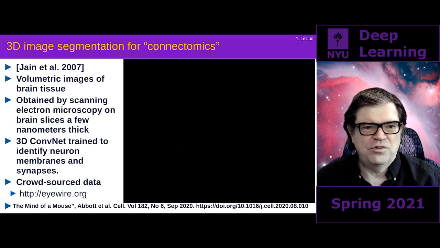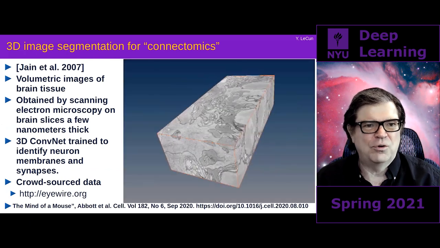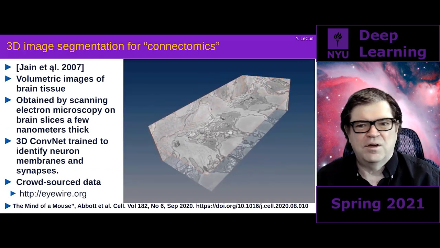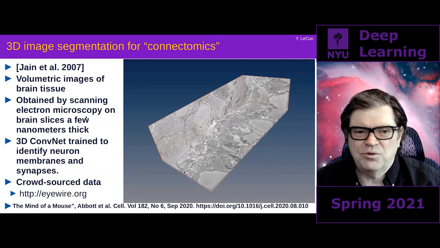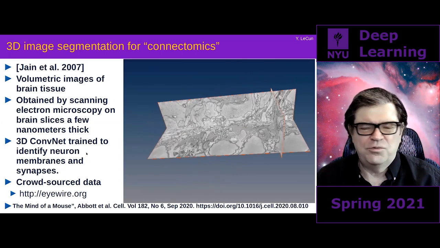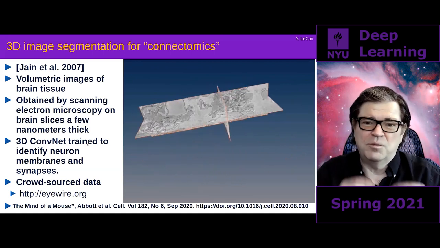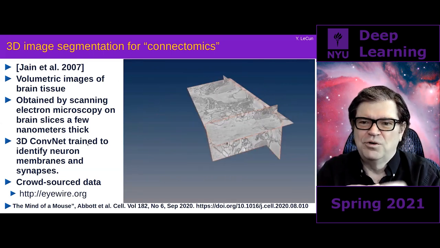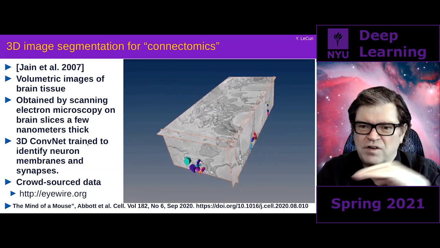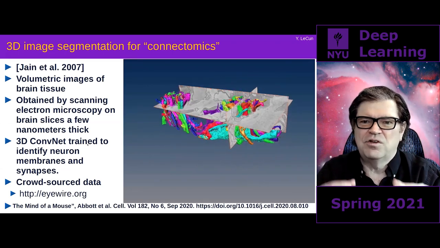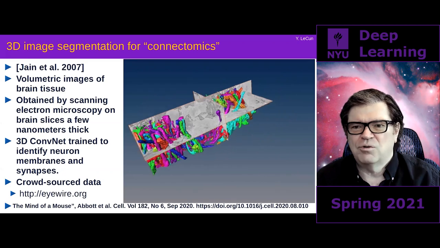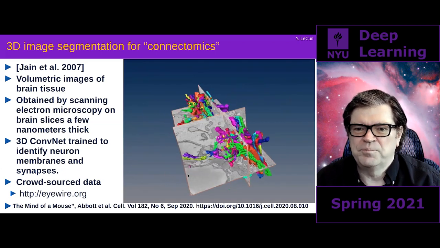Here's another example which is more impressive. This is also relatively old work, which I was not involved in, by Sebastian Seung, who at the time was at MIT, is at Princeton now. And he's been interested for the last 15 years in what's called connectomics. So this is basically taking a piece of brain tissue, and then slicing it into very, very thin slices, and then analyzing the images so that you can reconstruct the graph of connections of the neurons between them.